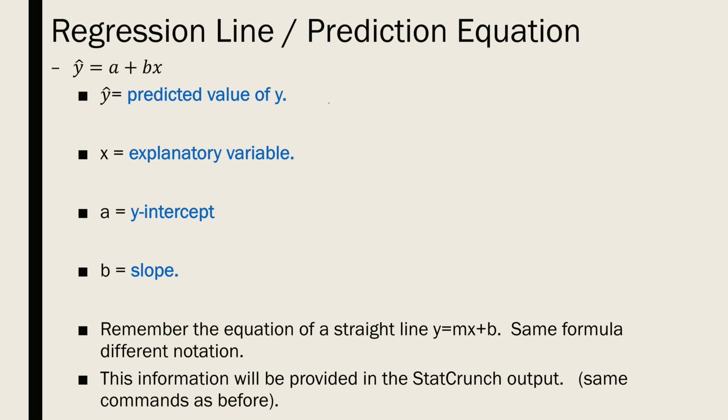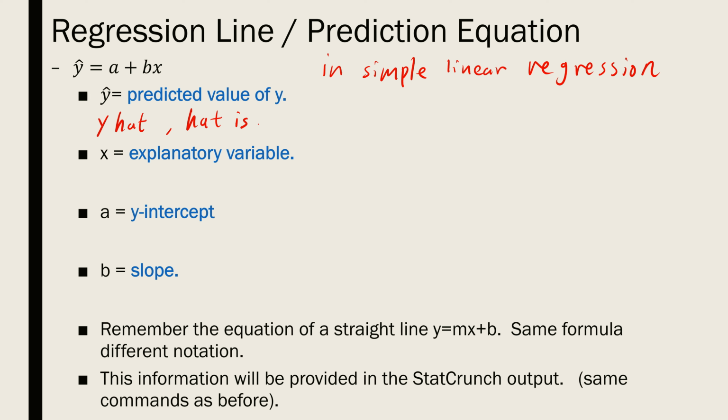This is how the regression line, or prediction equation, may look in simple linear regression. This notation is called y hat. Hat is for prediction. Y hat is the predicted value of y. X is the explanatory variable.